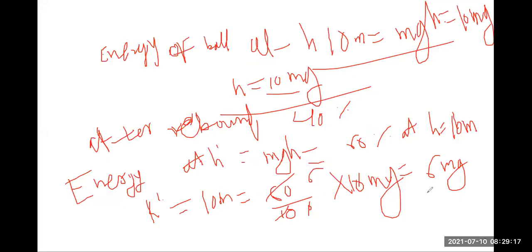Okay, so here 6 mg. Then we have to find its height, meaning how much distance in meters we have to find. So then we can take directly mg h dash is equal to 6 mg. Here is height, we will get 6 meter. Very simple. By the statement only we can understand.